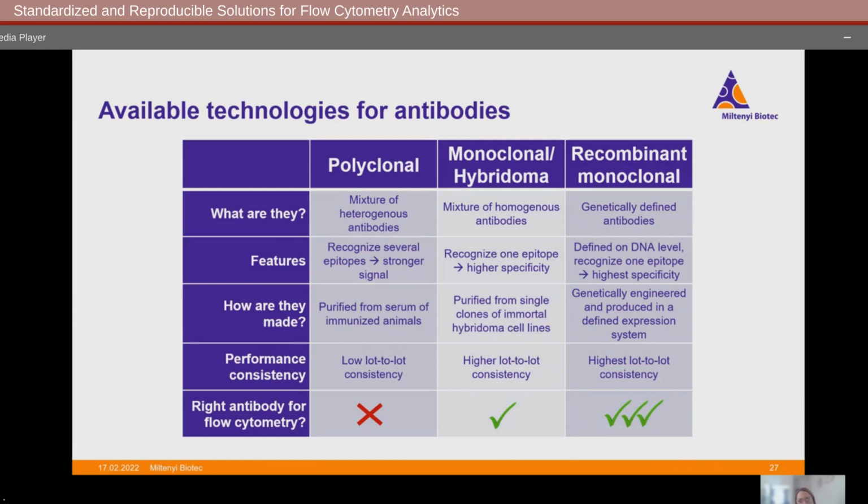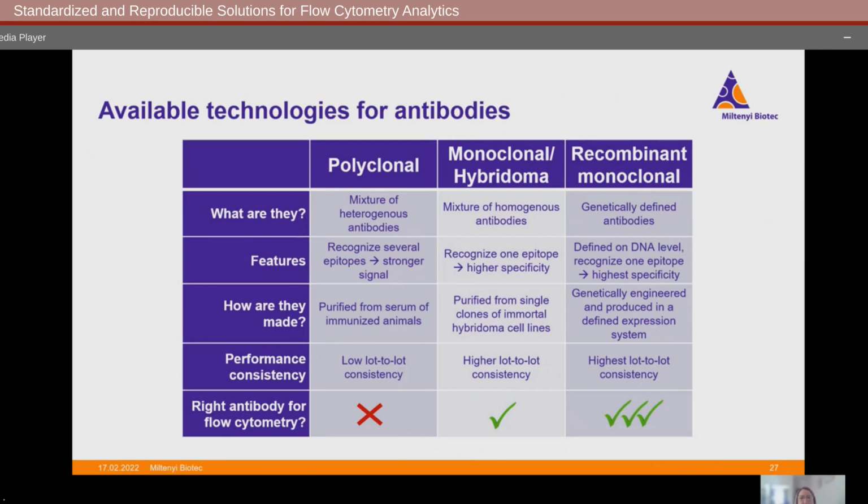The next generation of antibody, monoclonal or hybridoma-derived antibodies, are a much more homogeneous group of antibodies. They recognize one epitope and so have much higher specificity than polyclonals. They're purified from clones of immortal hybridoma cell lines, and so they do have a higher lot-to-lot consistency, but really still aren't the best solution out there when it comes to flow.